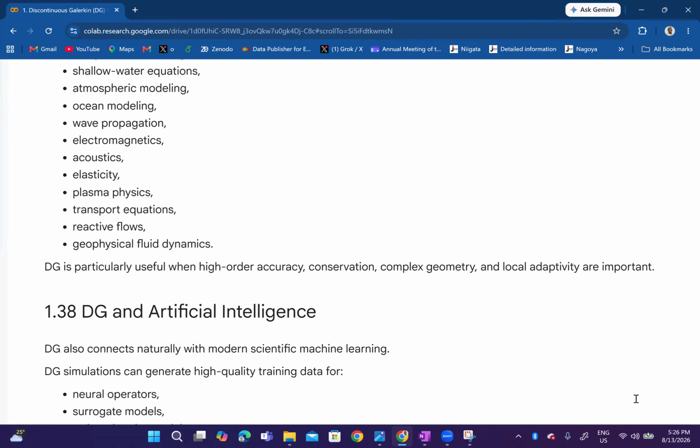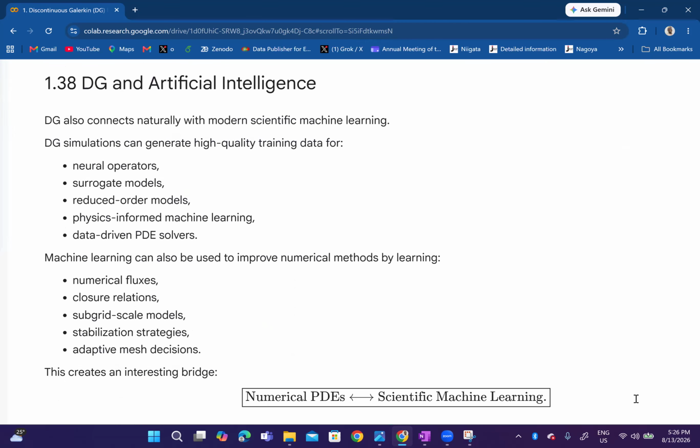Then we talk about discontinuous Galerkin and artificial intelligence. We're in the age of artificial intelligence. In fact, artificial intelligence has been there all along. I mean, it was first coined in the year 1956 at a meeting at Dartmouth College, by some computer scientists and mathematicians, I believe. And we have an outburst, a boom in artificial intelligence these days. So let's see how discontinuous Galerkin also relates with artificial intelligence.